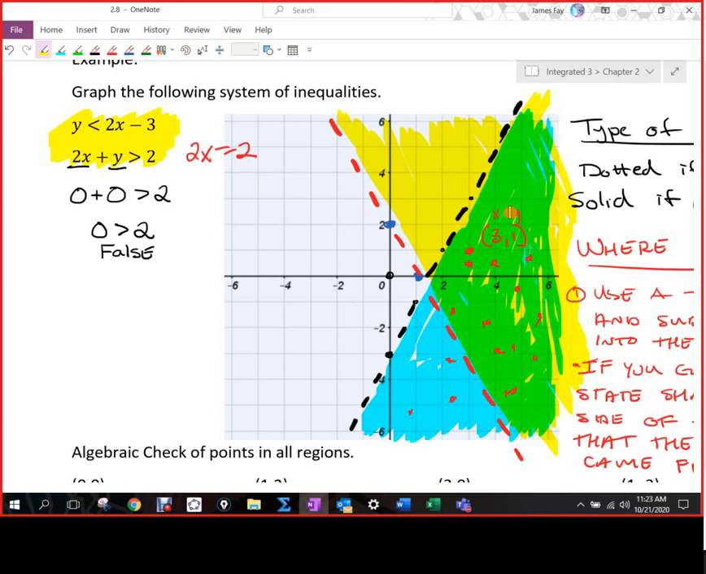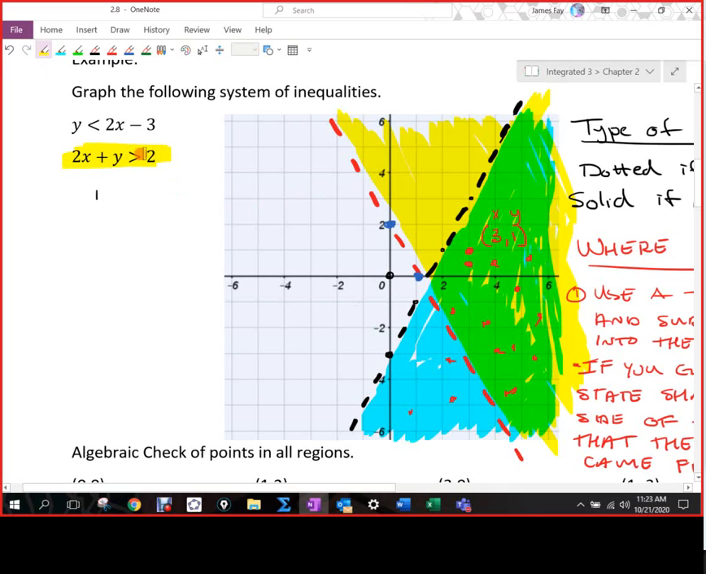The points that are yellow, let me highlight some stuff here real quick so we can talk about it a little bit easier. The points that are yellow are only going to work for that one. They're only going to give true results for that one. The points that are blue are only going to work for that one. Does that make sense? Only give true results for that one.